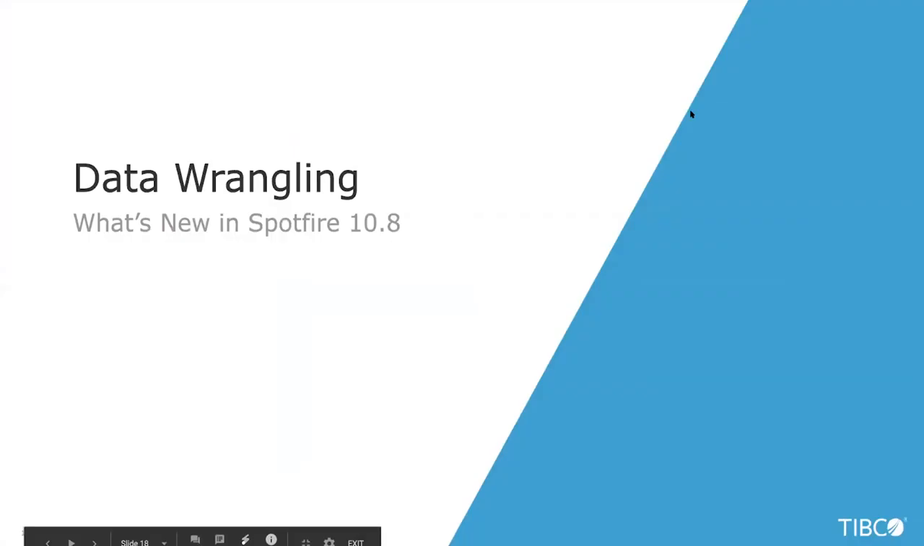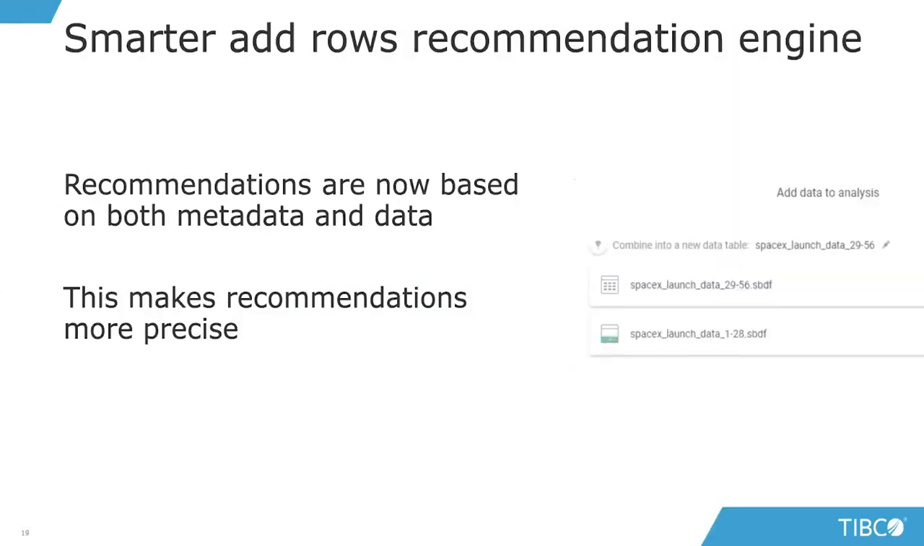All right, let's look at the new features in data wrangling and data access in Spotfire 10.8. First off, we have a smarter add rows recommendation engine, and it's made smarter because we can now base the recommendations not only on metadata, but also on data. This enables Spotfire to load new data in parallel and in the background, so we can load metadata for a few seconds while you work with Spotfire. While the new data is added, we can feed some of that data to the recommendation engine.